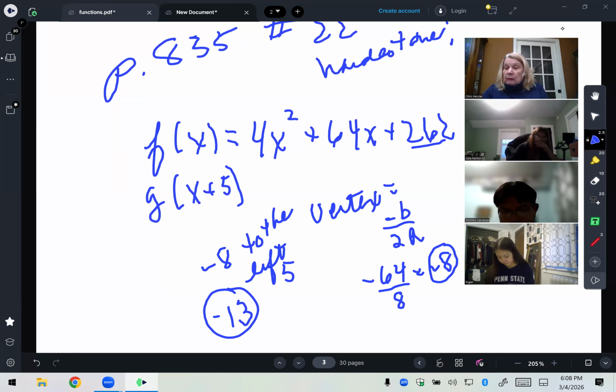The hardest one, and you did it in seconds. They're trying to make you put x plus 5 in for all of these x's, and that would take forever. It would work, but it's just a huge waste of time.